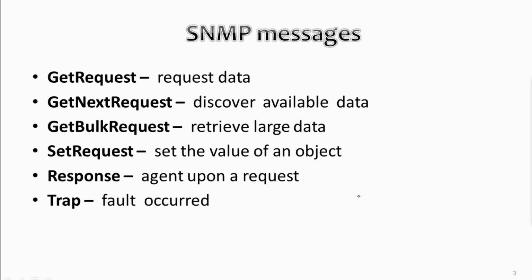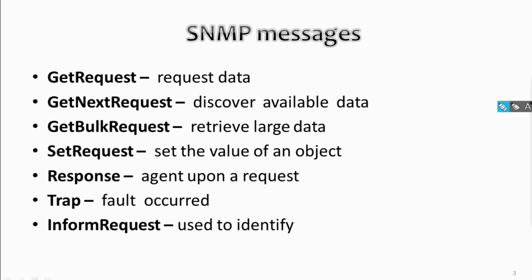Then we have the trap message. Traps are messages sent by the agent without being requested by the manager. It is sent when a fault has occurred in the network. Then we have the inform request message. It was introduced in SNMP version 2c and is used to identify whether the trap message has been received by the manager or not. So these are our SNMP messages.